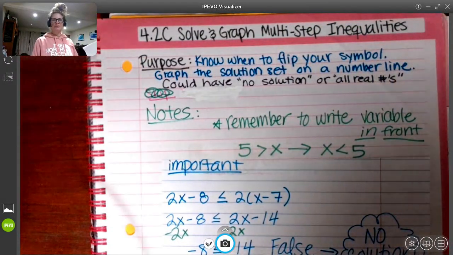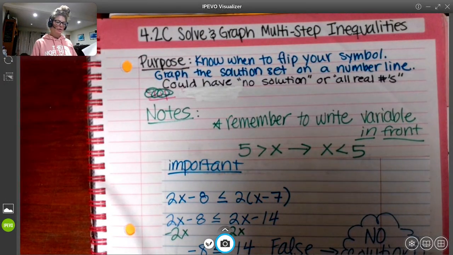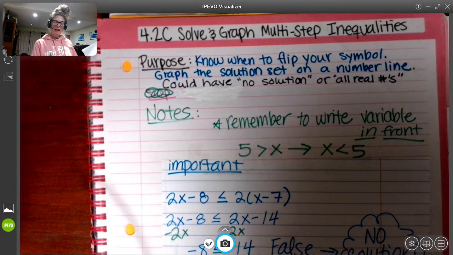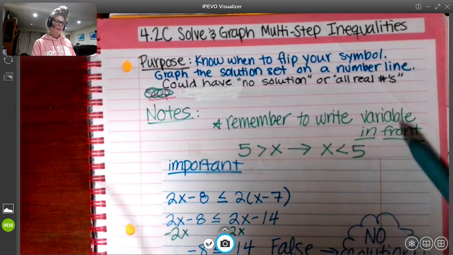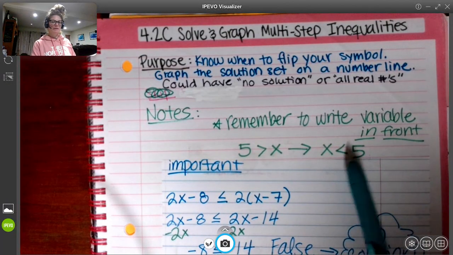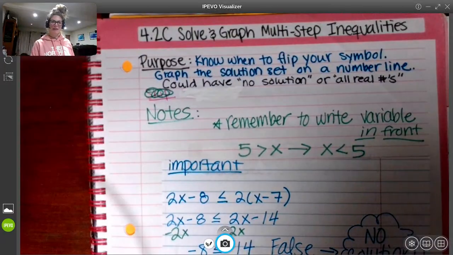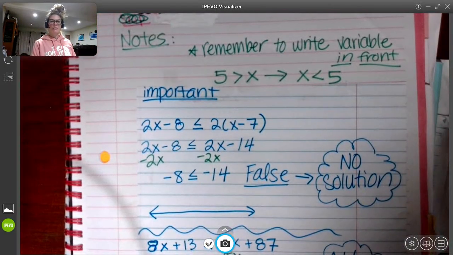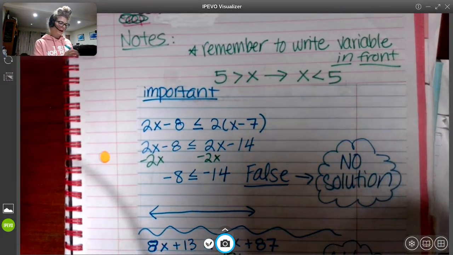We started 4.2C lesson on Amplify last time, and I just want to go over really quick. If someone was absent and they need to copy down the lesson purpose, this is here. Remember, we always want to write our variable in front, so if we have to switch our sides, we have to flip our symbol. If 5 is greater than x, then x is less than 5. And we also looked at when we might have no solution, and this is how we would graph that.